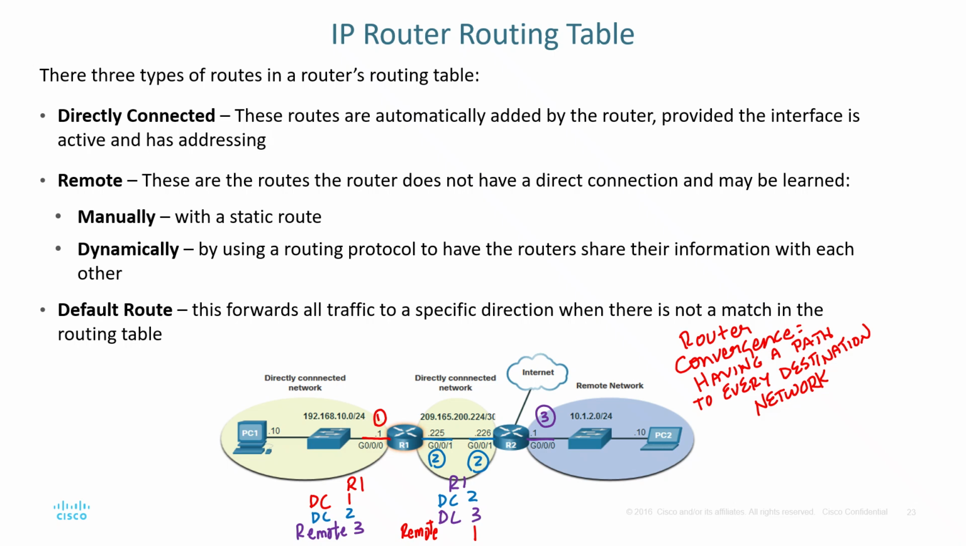and build their routing tables. Now, this last parameter here is what is referred to as a default route. Okay, it is also called a quad zero route.